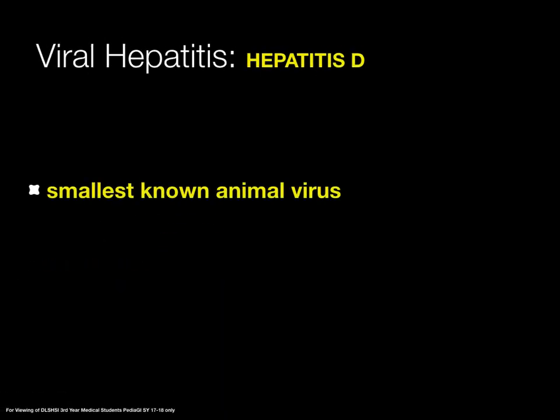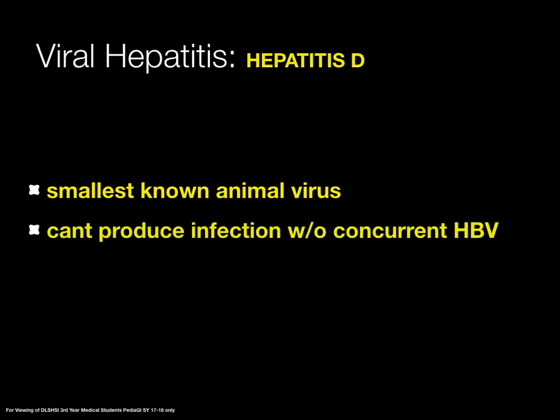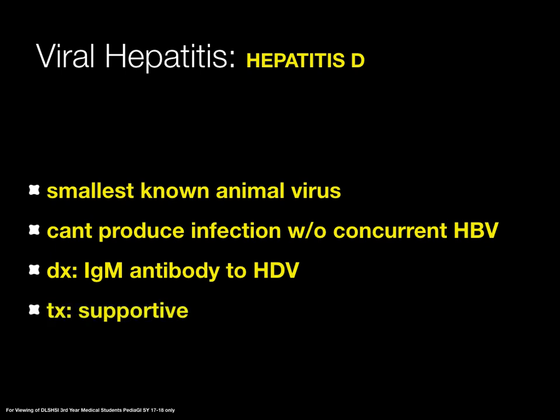For hepatitis D, it's the smallest known animal virus, and it can't produce infection without concurrent hepatitis B infection. Diagnosis is IgM antibody to hepatitis D virus, and treatment is supportive. There is no vaccine to prevent hepatitis D infection.